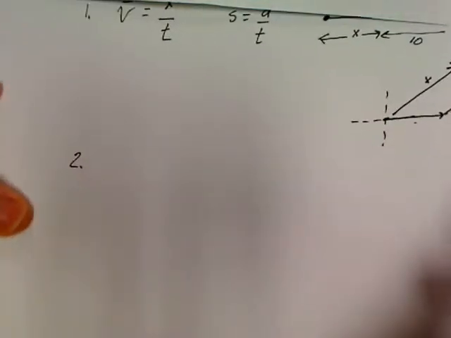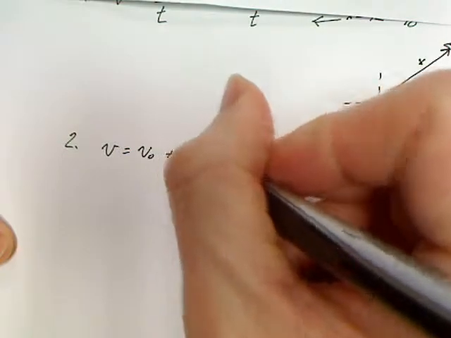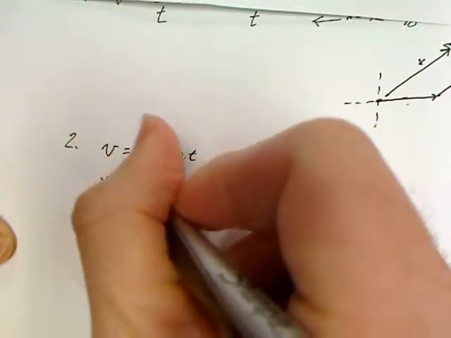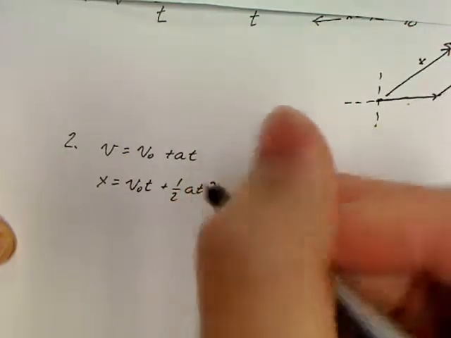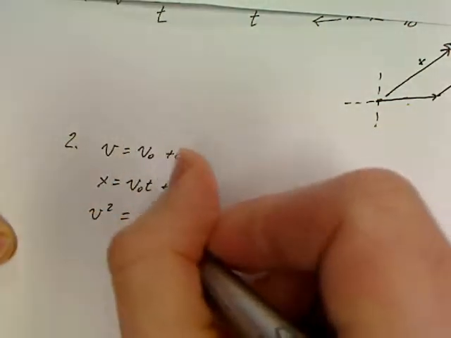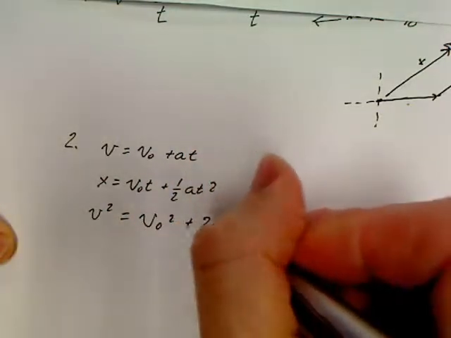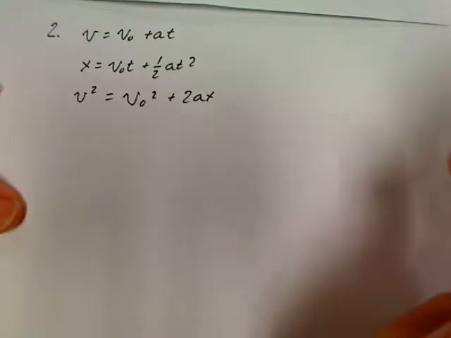The three kinematic equations, we know what those are going to be. V equals V0 plus at. X equals V0t plus 1/2 at squared. And V squared equals V0 squared plus 2ax. So we've got our three kinematics.